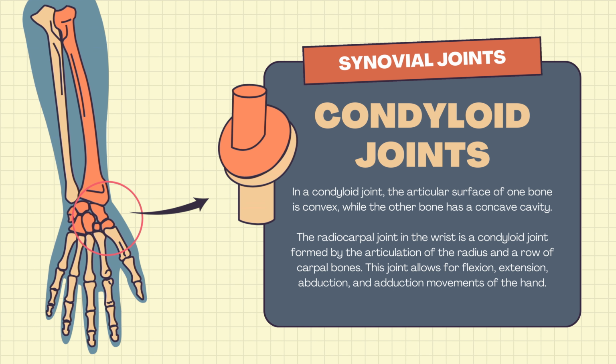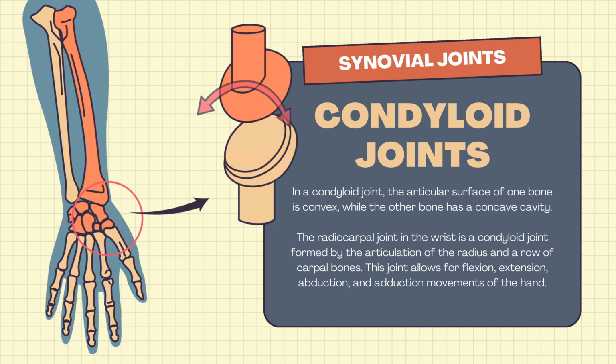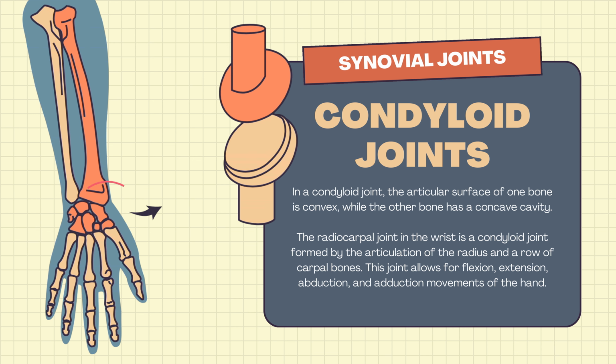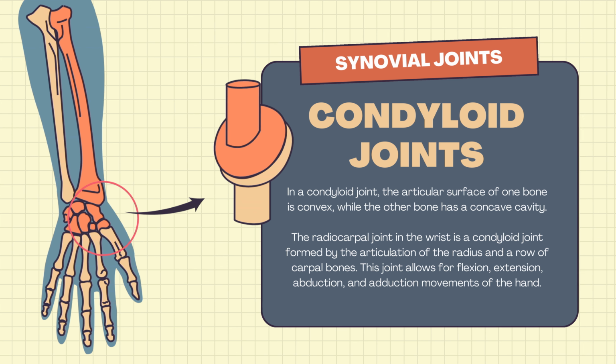Condyloid joints. In a condyloid joint, the articular surface of one bone is convex, while the other bone has a concave cavity. The radiocarpal joint in the wrist is a condyloid joint formed by the articulation of the radius and a row of carpal bones. This joint allows for flexion, extension, abduction, and adduction movements of the hand.